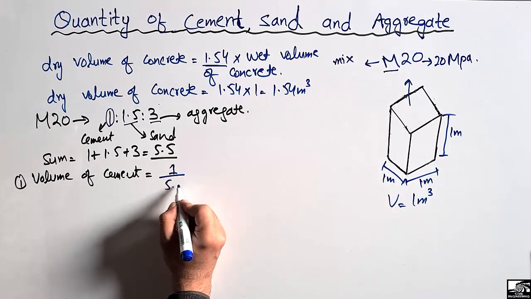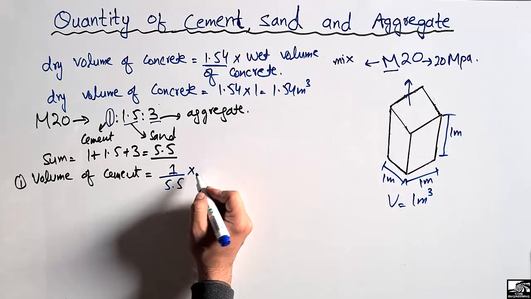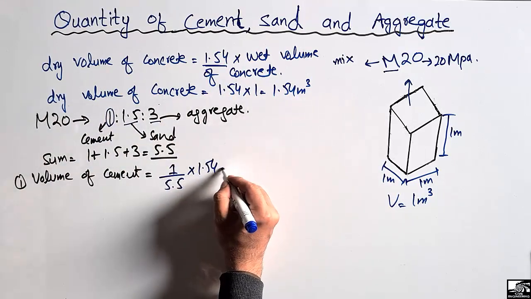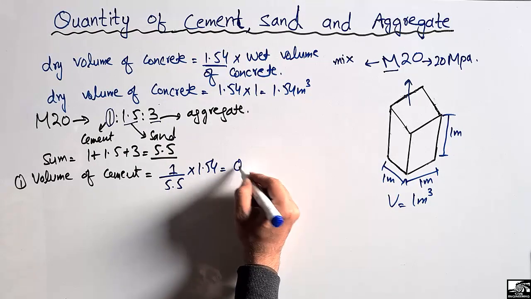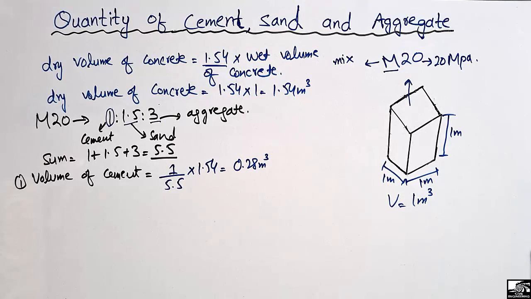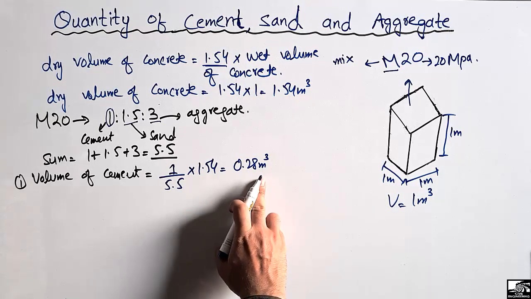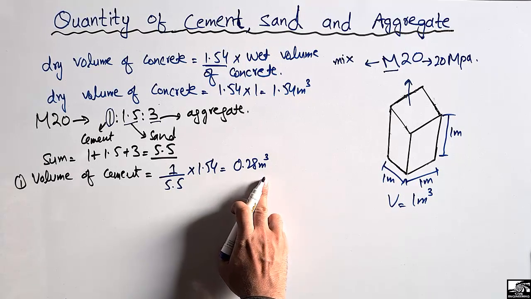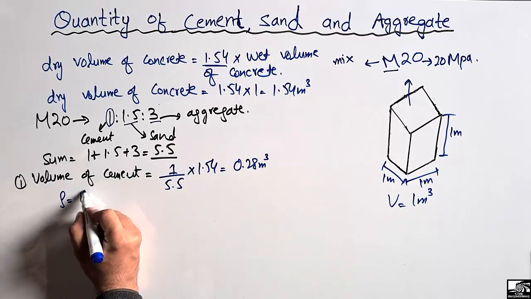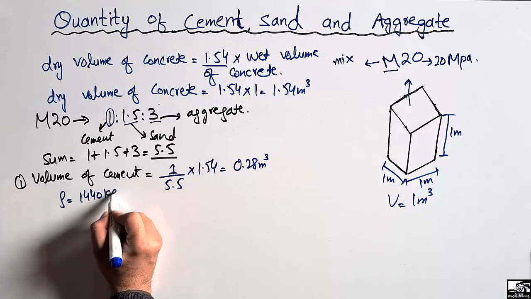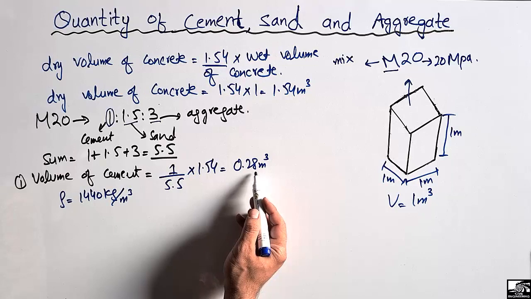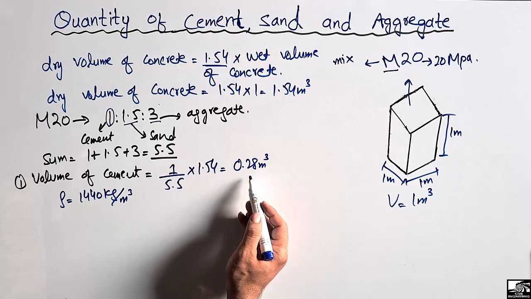So total is 5.5, multiplying it with the total dry volume of the concrete, which is 1.54 cubic meter. So it comes out to be 0.28 cubic meter. This is the volume of the cement in the unit of cubic meter. Now we can convert this cubic meter into kilogram. We know that the density of the cement is 1440 kilogram per cubic meter. If you multiply this with this quantity, we will get the quantity of the cement in the kilogram.